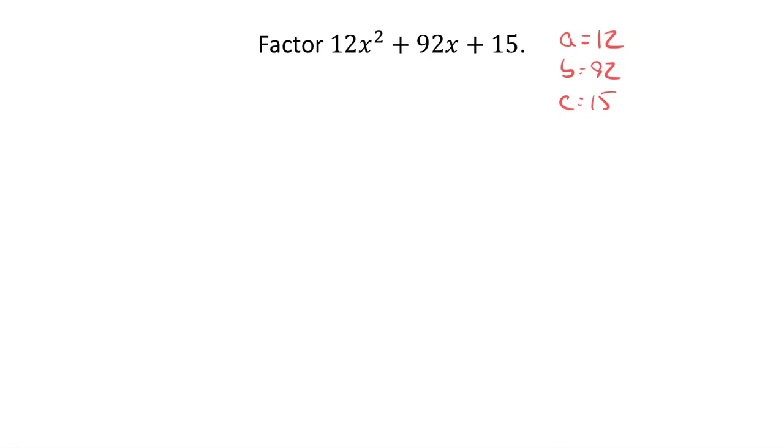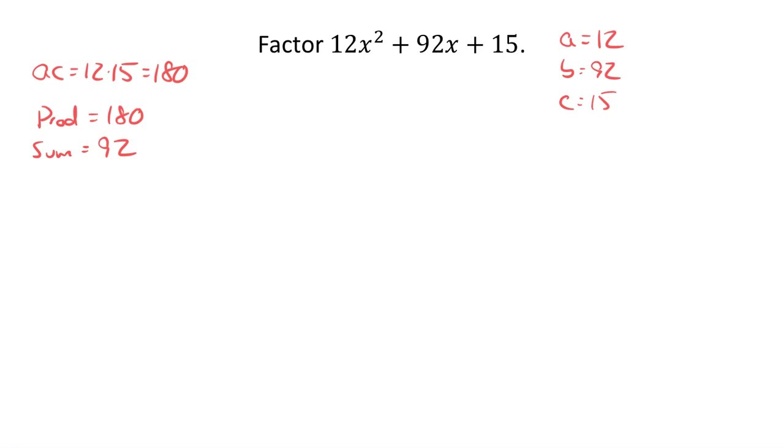We find the product A times C. That's 12 times 15, which is 180. Then we want to find a pair of numbers whose product is 180 and add up to 92. Now, why do we say add up? Because the product is a positive 180 here. The number in the middle is also positive, so we want to add up to 92. So we want the product to equal positive 180, and we want the sum to equal 92.